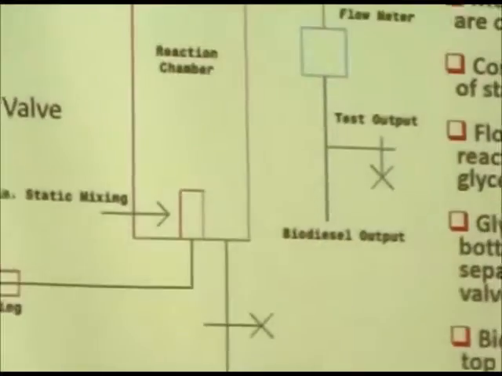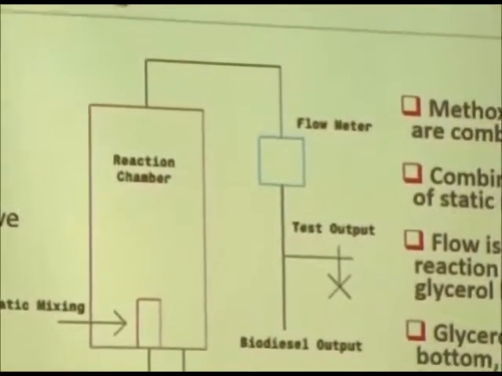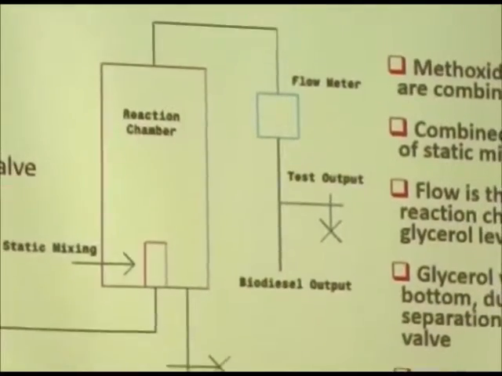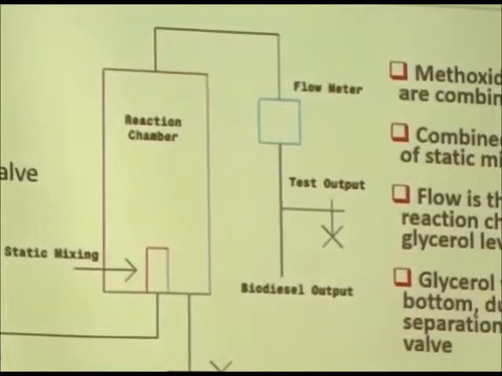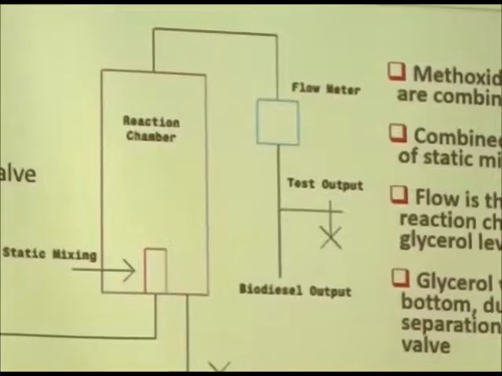And this is the reaction section. Notice the two precision flow valves here. Those are coming from the previous sections. The flow goes through here up into the reaction chamber. The glycerol output is located at the bottom because of gravitational abilities.